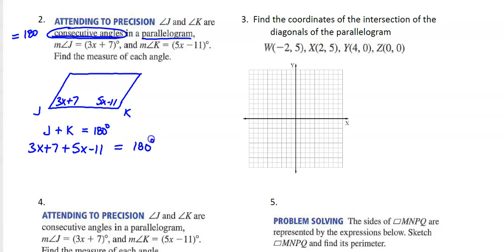Those have to add up to 180 degrees. So let's combine some like terms here. Gather up my x's, I have 8x. Gather up my constants, I have a negative 4. And now I'm just solving algebra.